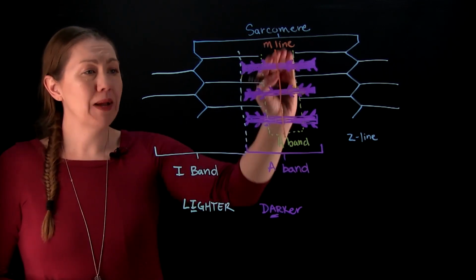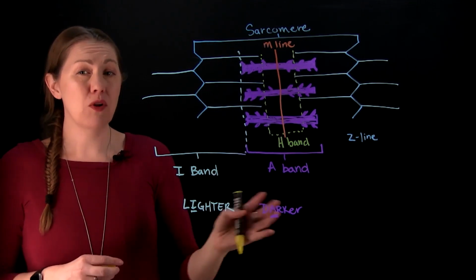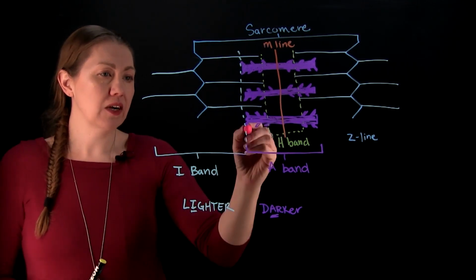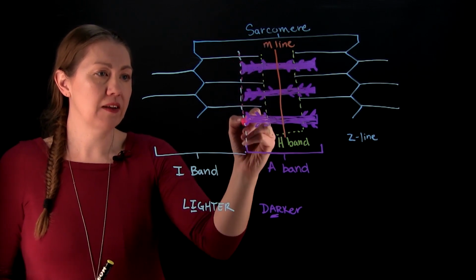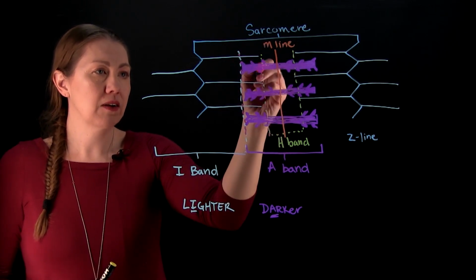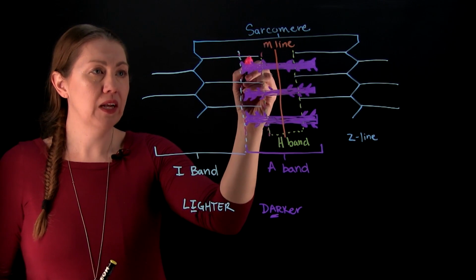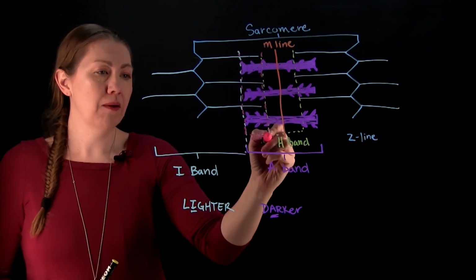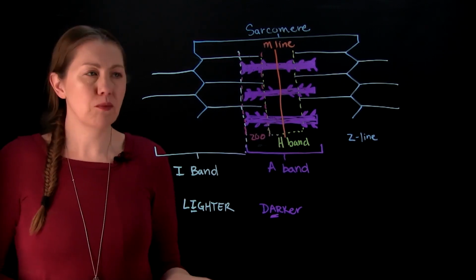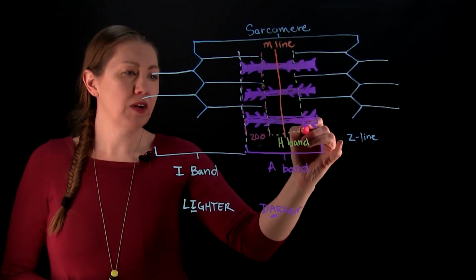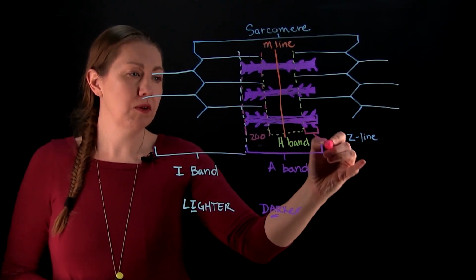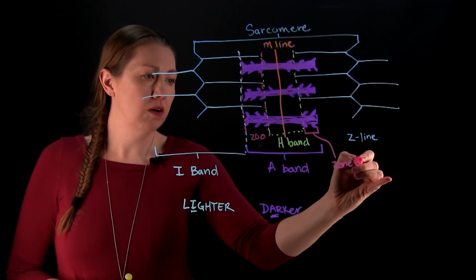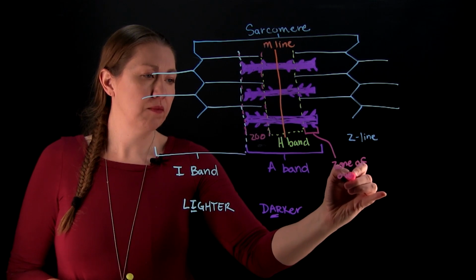So H band is where you have thick filament by itself, no thin filament. And then you also have this area here, so if we kind of extend the end here to the end here, where you have both thin and thick together. And so this is our zone of overlap. I abbreviate it ZOO, but zone of overlap. So same thing over here, you have this area where it overlaps. So I'm going to move this over here a little bit so it's easier to see. So zone of overlap.